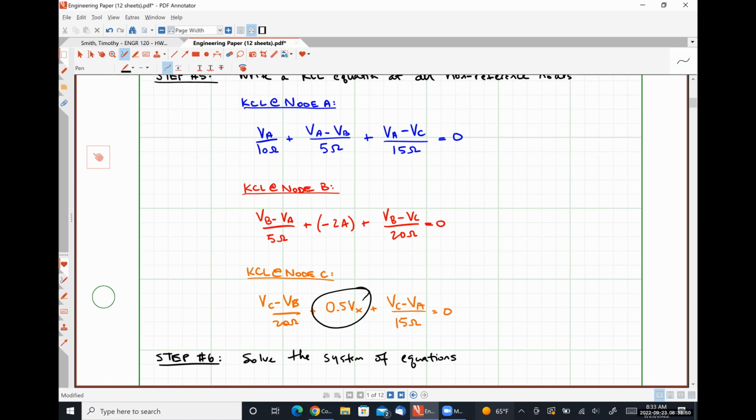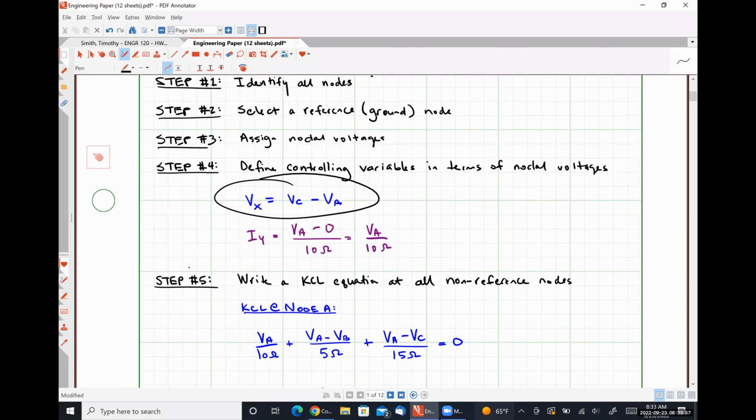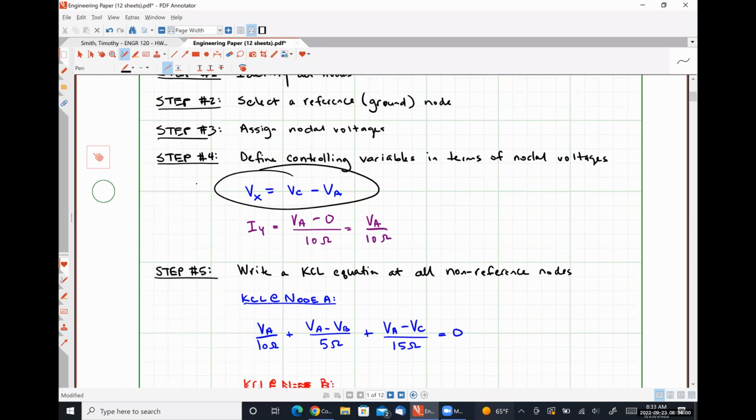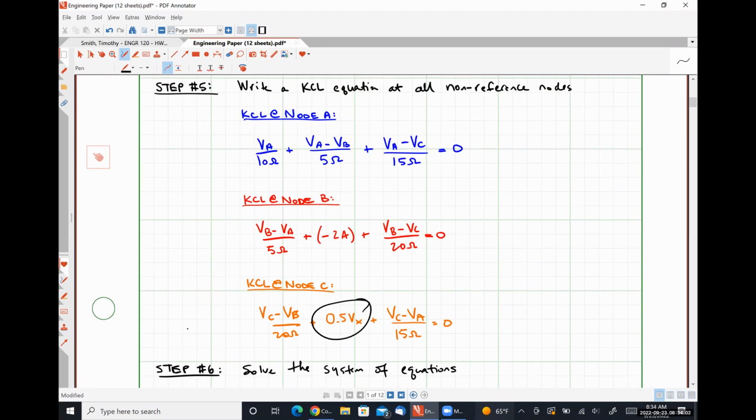So we can either do a simple substitution everywhere we see Vx, we replace it with Vc minus Va, which would give us a 3-equation, 3 unknown system. Or if you have a Casio 991 calculator, you can just leave it as a 4-equation, 4 unknown system, okay? That's why I encourage you all to buy that particular calculator to solve systems of equations.